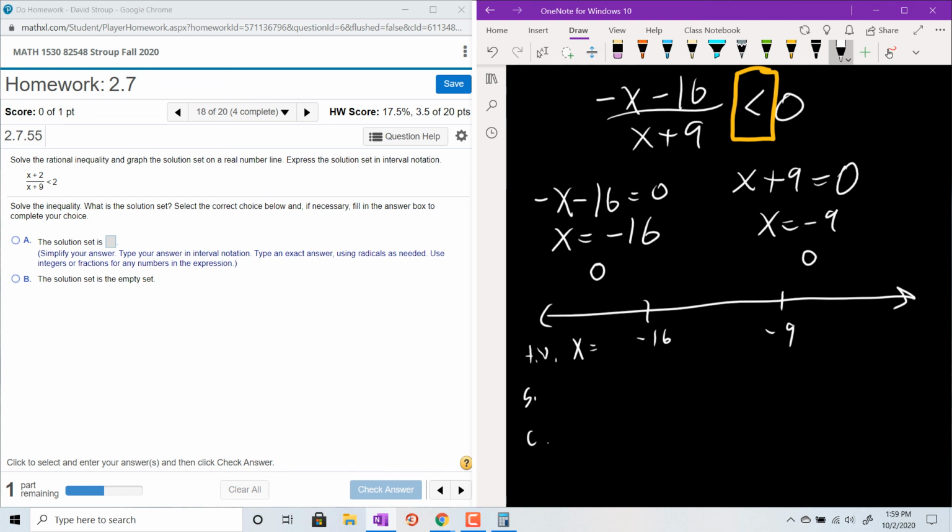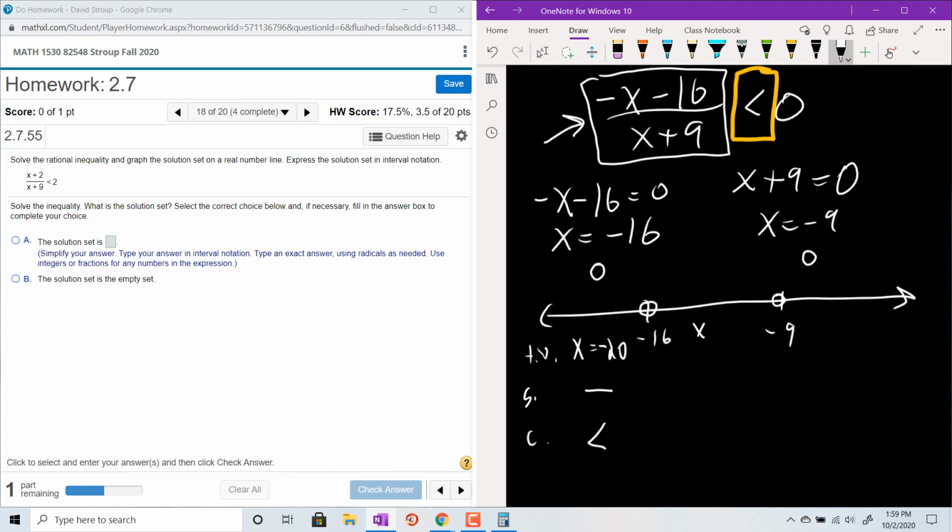So we'll try x is negative 20, okay, and I'm plugging it back into this expression right here. Negative 20 is positive 20, minus 16 is a positive, all over negative 20 plus 9, which is a negative. Positive divided by negative is negative, so that's a less than. Okay, and then we have open dots, or if you'd rather, parentheses.